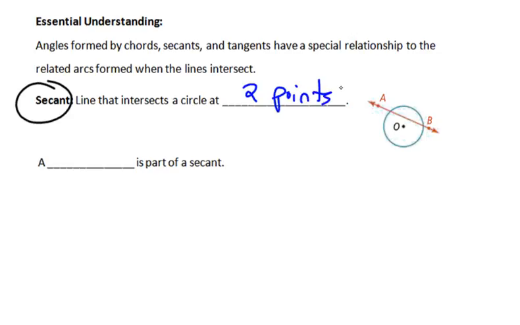So a tangent just intersected it at 1 point. A secant intersects it at 2 points, and it actually goes straight through. And a chord, so good review, a chord is part of a secant. So we have our chord right here.